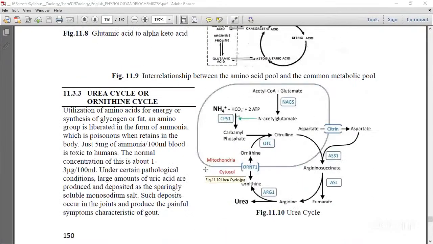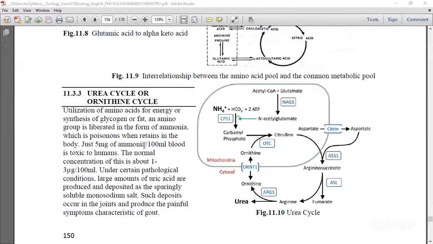When coming to the urea cycle or ornithine cycle, here is the utilization of amino acids for energy or synthesis of glycogen or fatty acid, with the amino group liberated in the form of ammonia. In the last class we discussed that ammonia is toxic to the human body. How toxic is it?